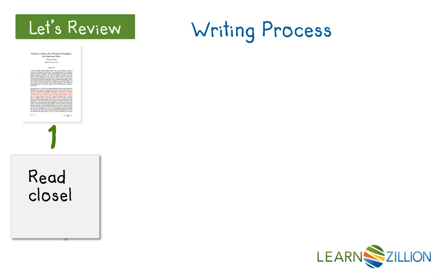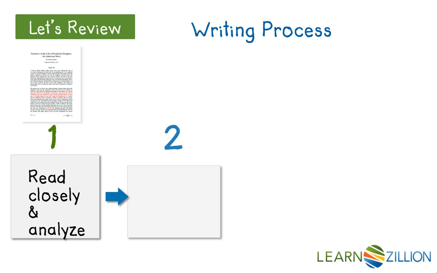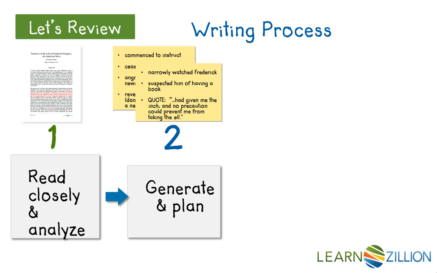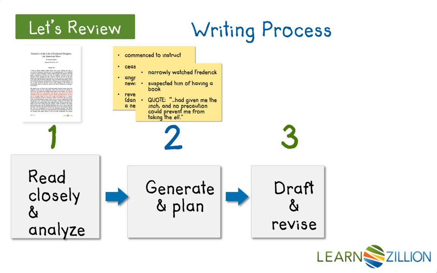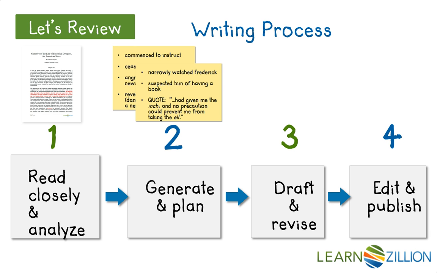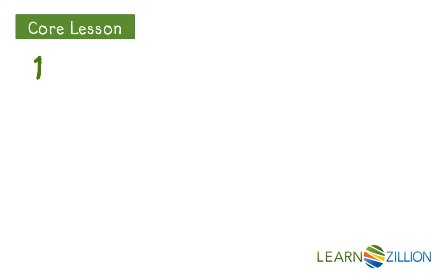When responding to an essay prompt about literature, the first step is to read closely and analyze the text. Step 2 is to generate ideas and make a preliminary plan for the writing assignment. Step 3 involves drafting the essay and systematically reviewing and revising to prepare your work for Step 4, where you edit for conventions and publish. In this lesson, we will be working on Step 3, specifically creating a draft for one of the paragraphs in the essay. Here are the steps in our core lesson.